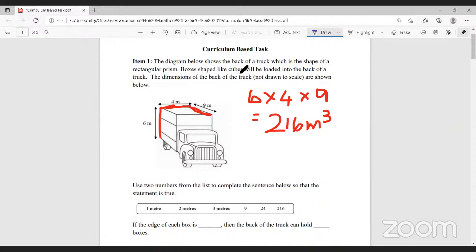So we know that whatever one dimension of the cube is that we select here, all the dimensions will be the same. So it says, if the edge of each box is 1 meter, 2 meters, or 3 meters, let's think about these dimensions here. If the edge of each box is 1 meter, 2 meters, or 3 meters, then the back of the truck can hold how many boxes? Let's think about that part.